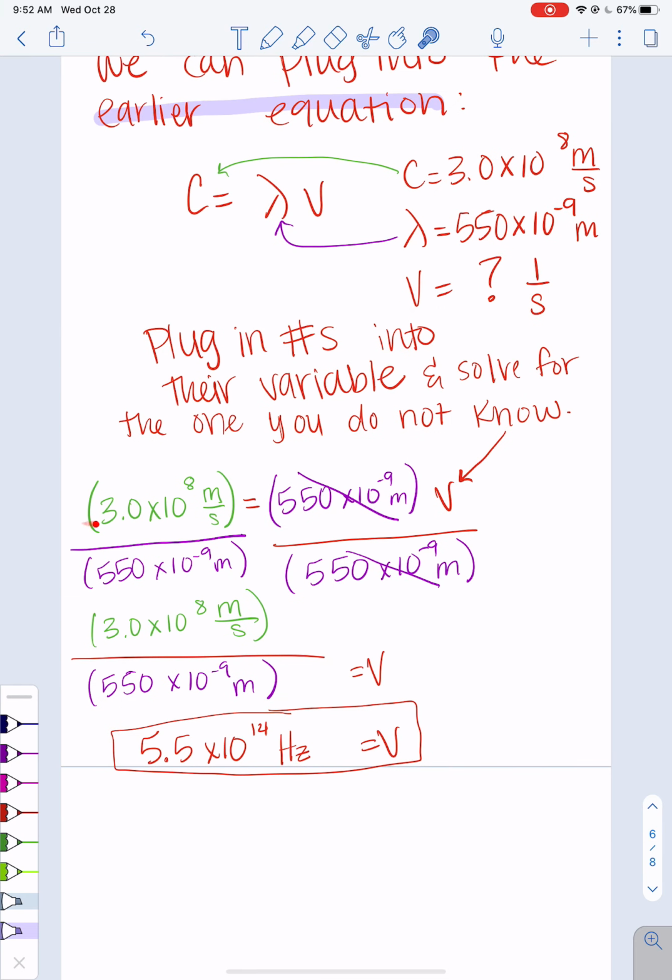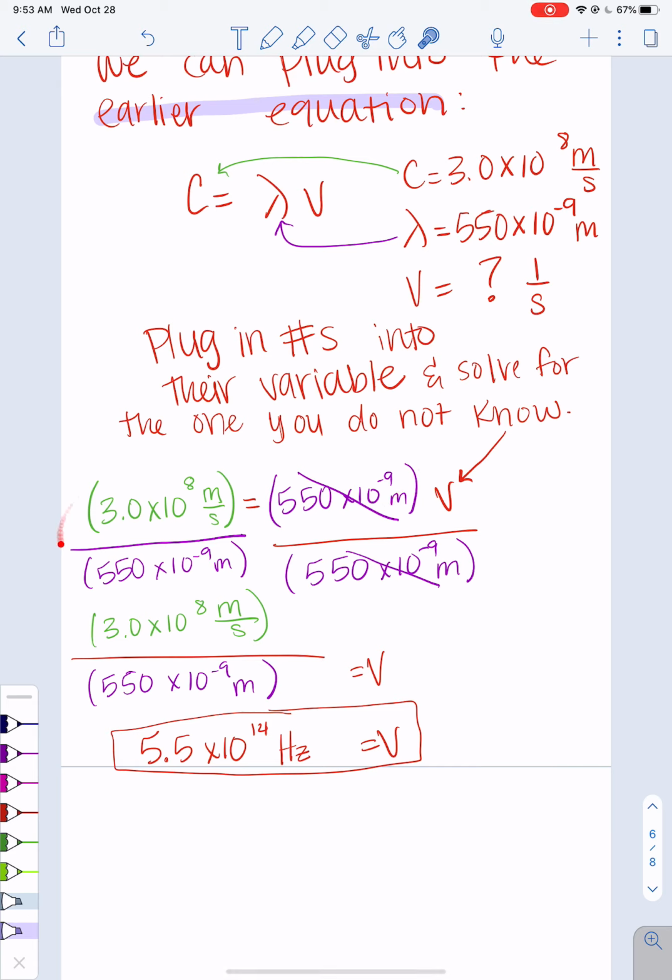I put this in for c, and I put 550 times 10 to the negative 9 in for lambda, still solving for v. So at this part right here, I have plugged into the equation, and then I am solving for v. I want v to be by itself in the equation. To get it by itself, I need to divide each side by lambda. So I divide this side by lambda, I divide this side by lambda. This one crosses out and I'm left with v.